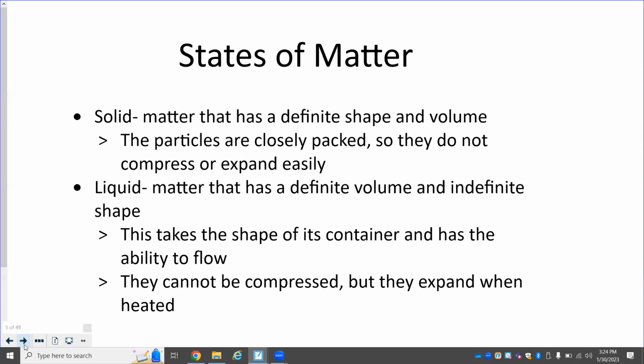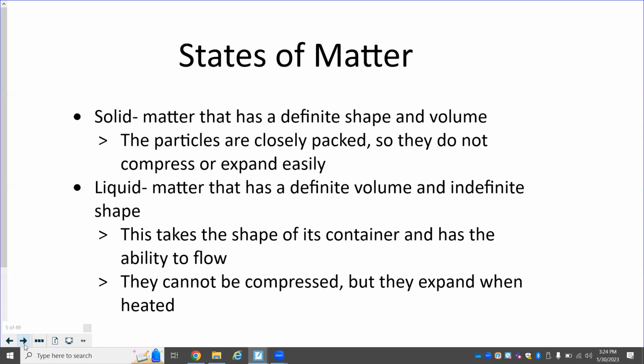The first one is a solid. This is matter that has a definite shape and a definite volume. That means that the shape does not change and the volume does not change. Think of the desk you're sitting in. You're not going to be able to push down on your desk and compress those particles and make your desk smaller. It's going to stay that shape and that volume, take up that same amount of space.